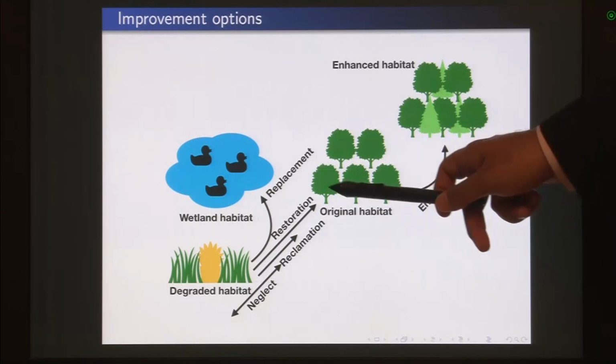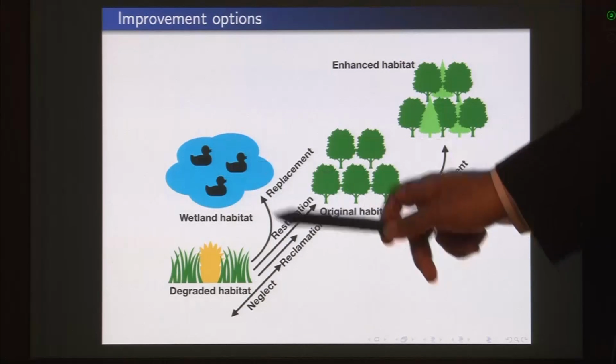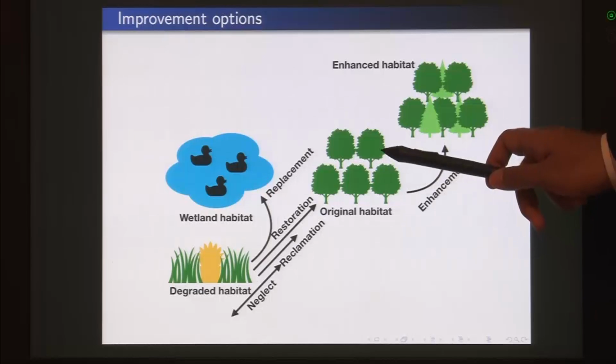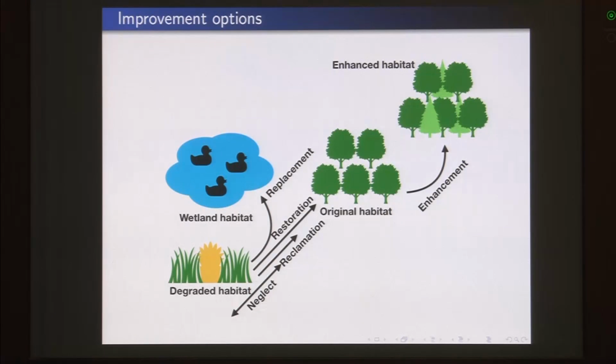Now in certain situations when all these are not possible, we can even go for a replacement. So in the case of a replacement, you have moved away from the degraded habitat, but not towards the original habitat, but towards a very new habitat such as a wetland. So this goes by the name of replacement.